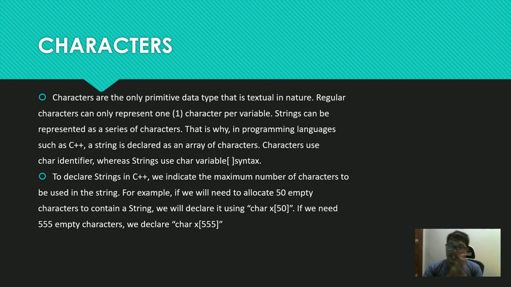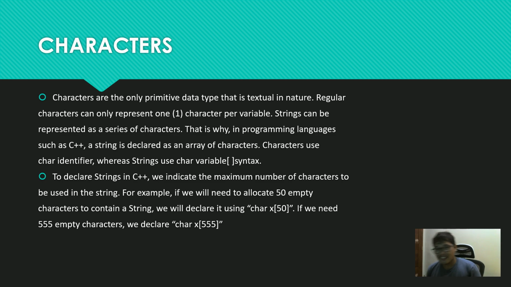Characters. Characters are the only primitive data types that are textual in nature. The regular character can only represent one character per variable. A string can be represented as a series of characters. This is why in programming languages such as C++, a string is declared as an array of characters. Characters use the char identifier, whereas strings use char variables.